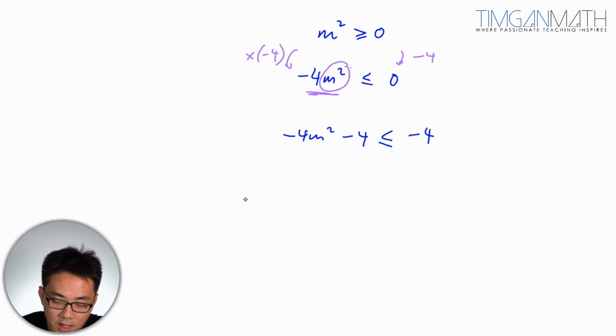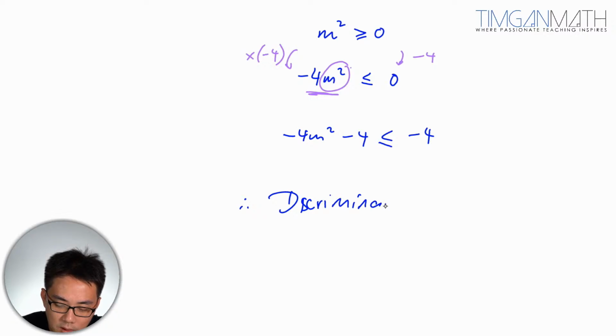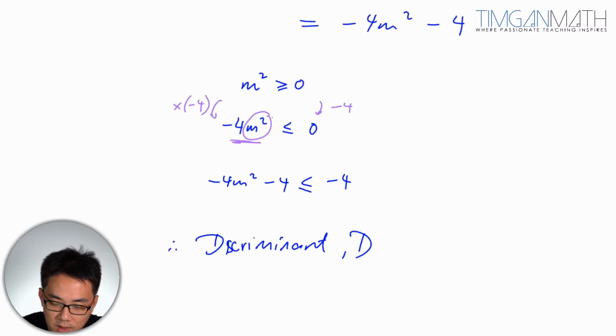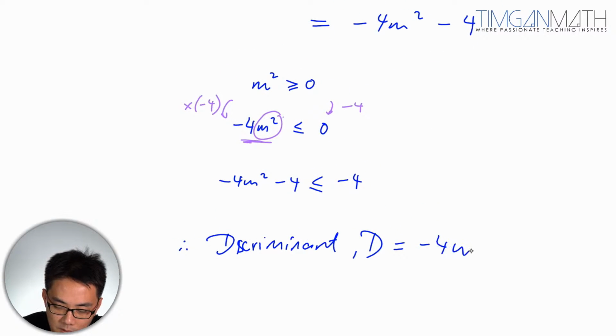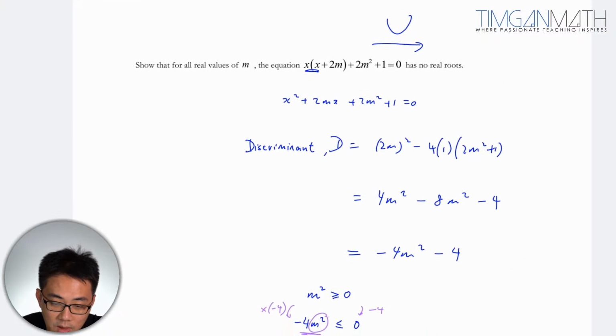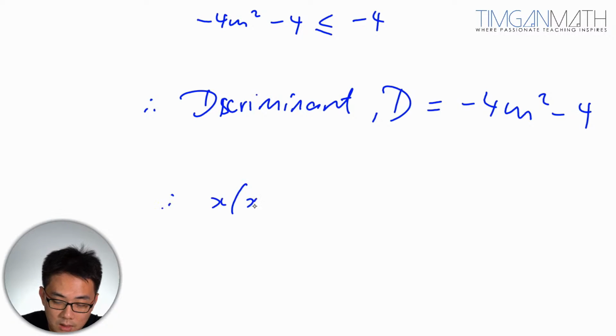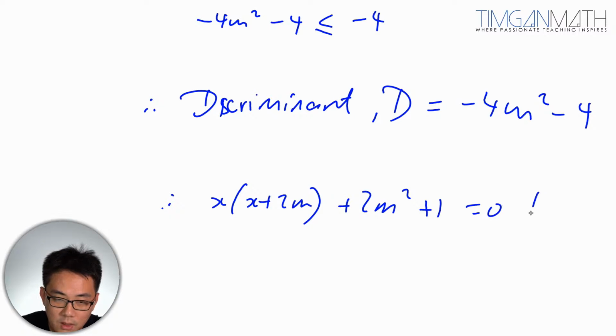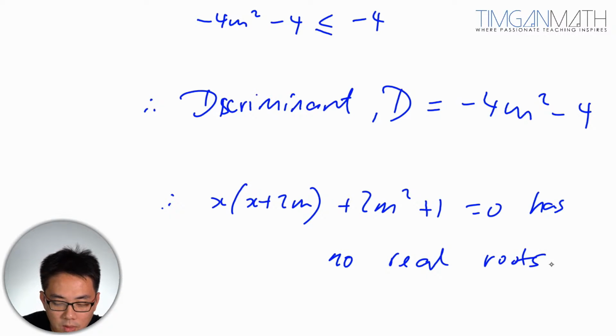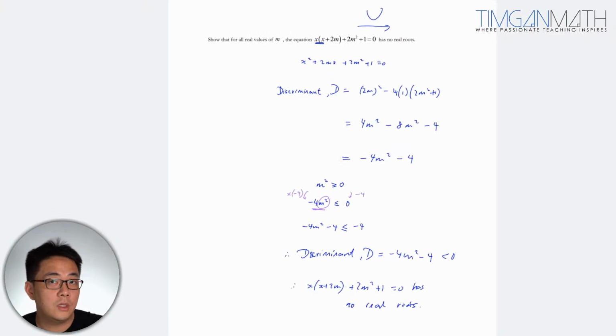So in other words, hence the discriminant D is less than 0. Okay. In other words, hence x squared plus 2mx plus 2m squared plus 1 equals 0 has no real roots. That's how you show this question here. Okay, so that's how you do this question proficiently. Any question at all, please let us know, and I'll see you in the next question.